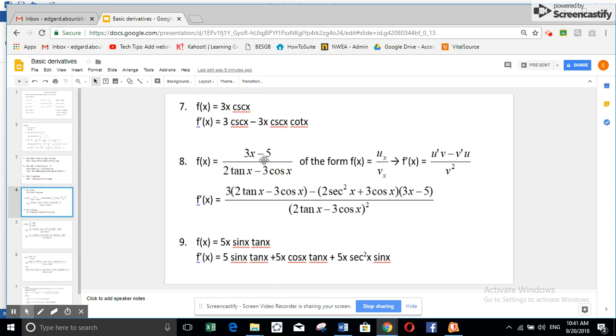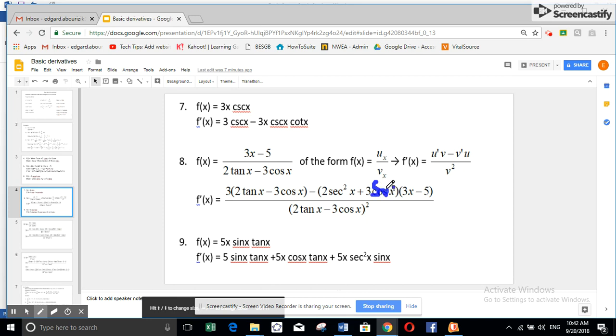If you go to number 8, this is of the form u over v. So u prime v minus v prime u, over v squared. The derivative of 3x minus 5 is 3, times the denominator as it is, minus the derivative of the denominator: tangent gives secant squared. Cosine is, sorry, here there is a mistake. Cosine gives minus, and minus times minus is plus, so this is sine x.